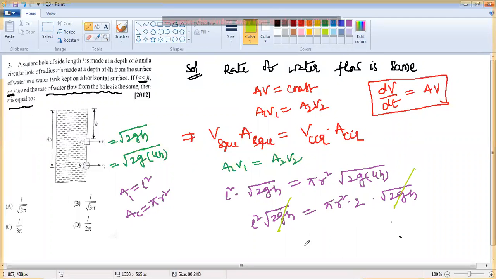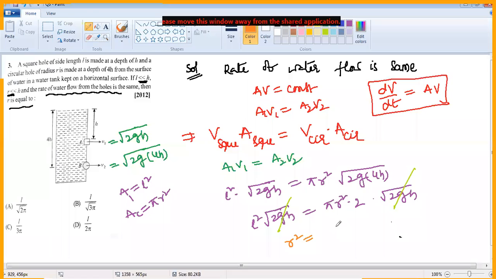Now we want r. So now r square equals, 2 pi brought to this side, L square by 2 pi. Now r is equal to, square root on both sides, L by root 2 pi. This is your answer. Then what is your answer? Option A is the right answer. Do you understand the point now?